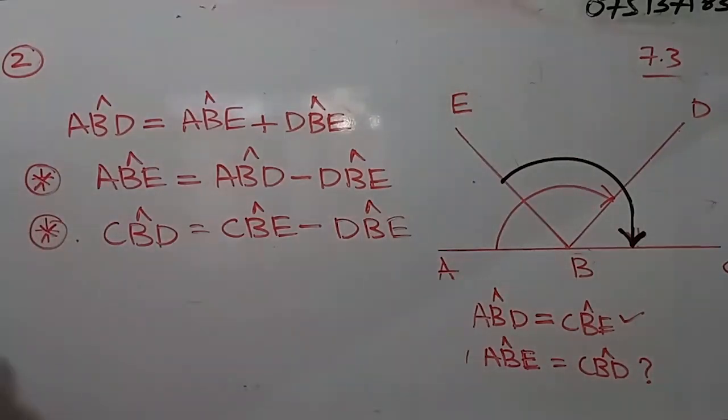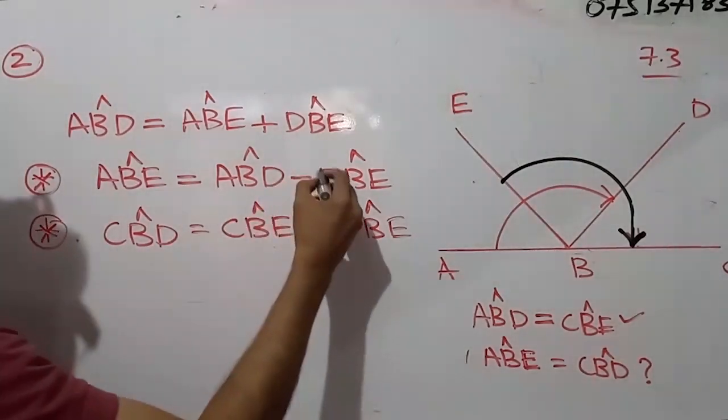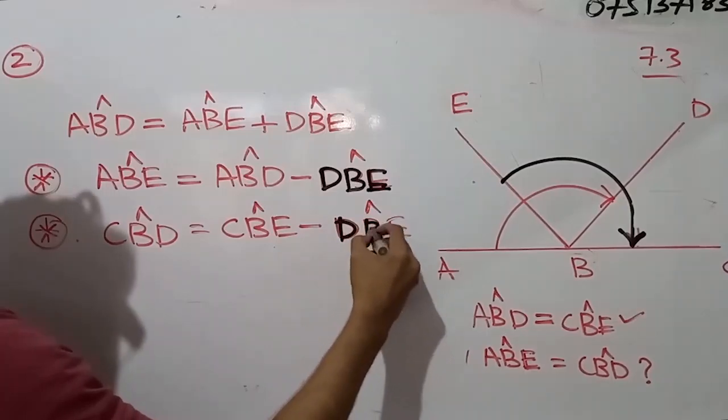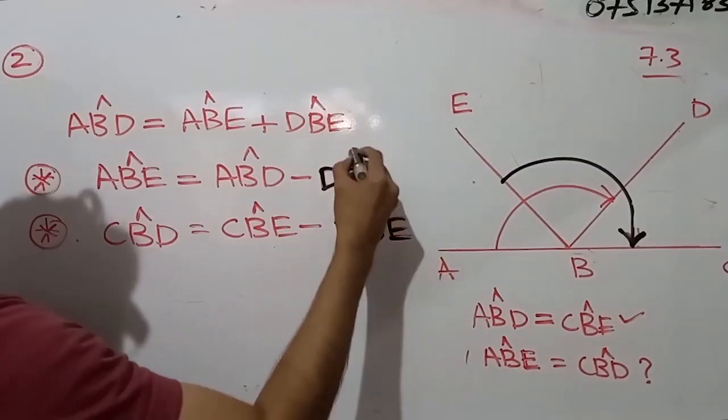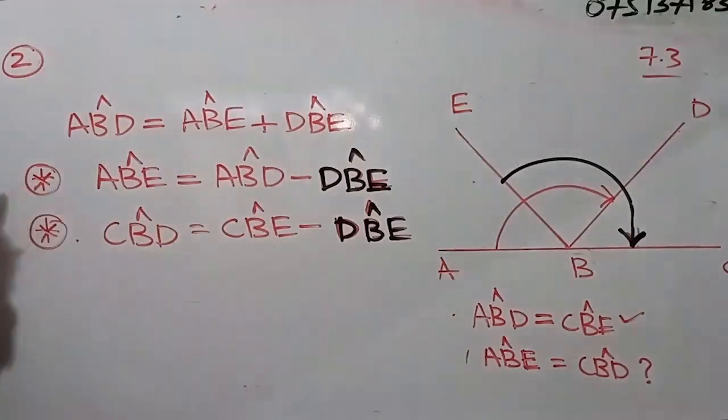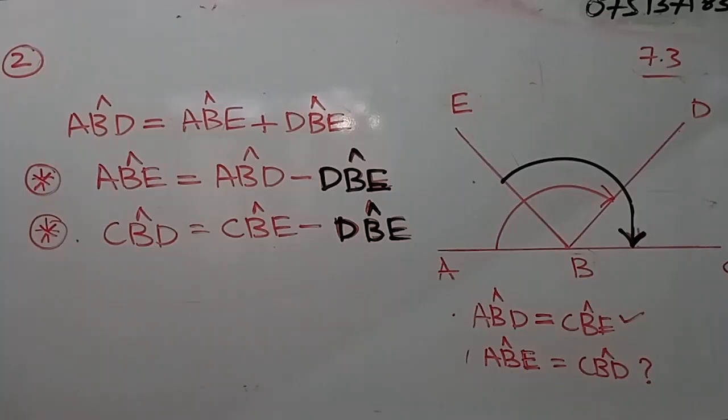DBE angle. Look at here. DBE. Here also DBE. These two, ABD and CBE, these two are already equal. That is given to us.